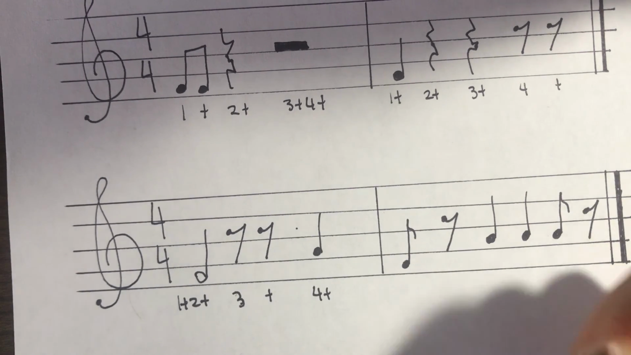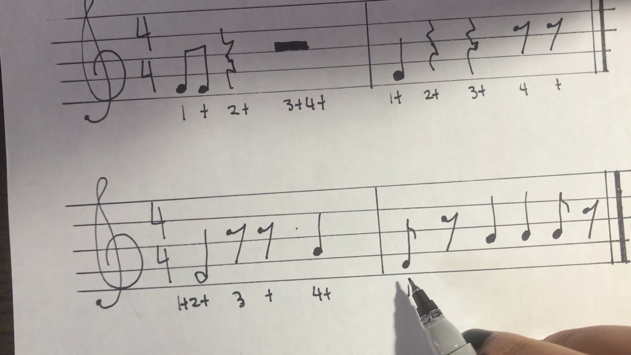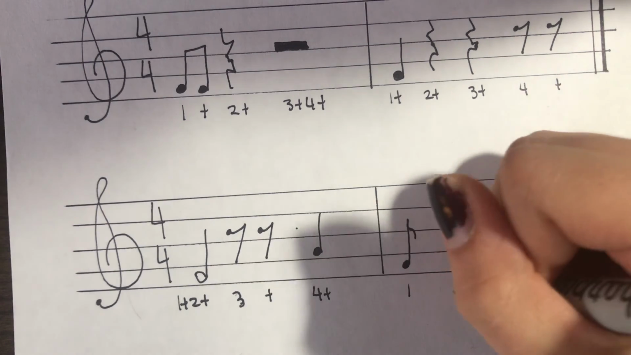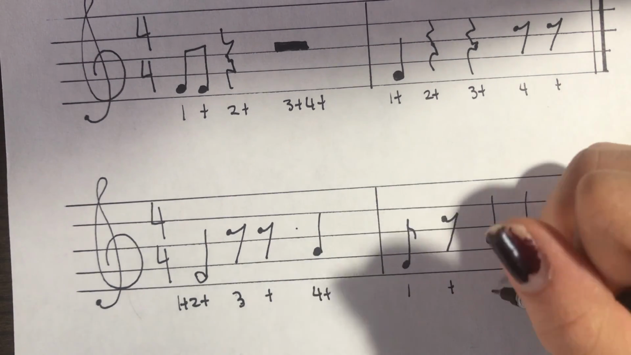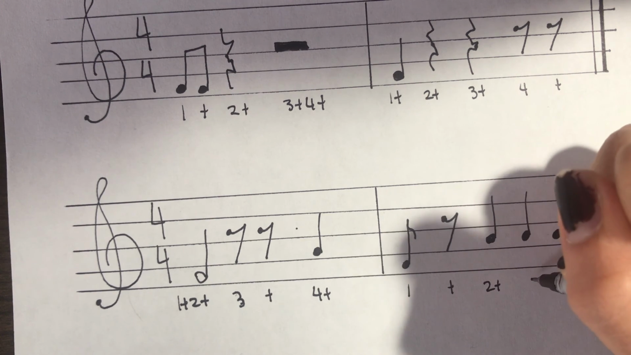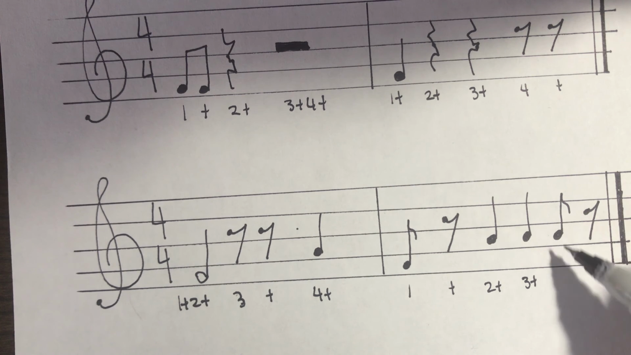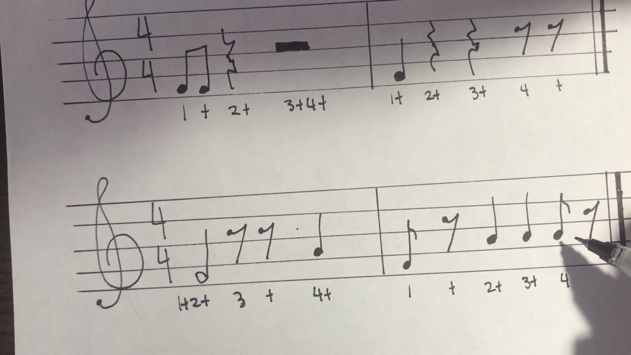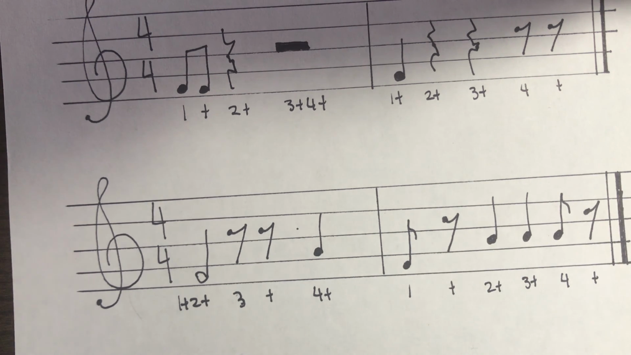And our last example here, for our 8th note, we have 1, and for our 8th note rest, we have and. For the quarter note, 2 and a second quarter note, 3 and lastly, we have 4 for our 8th note, and the and for the 8th note rest.